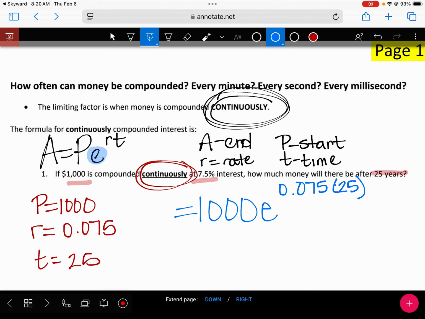Wow, look at y'all. Y'all late today. Okay. $6,520.82. That is the correct answer.